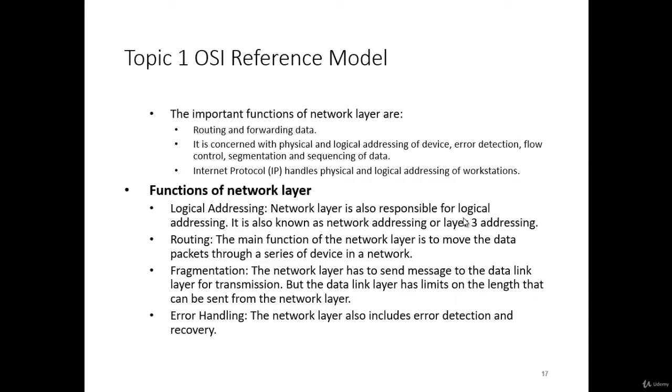The important functions of network layer are routing and forwarding data. It is concerned with physical and logical addressing of devices, error detection, flow control, segmentation and sequencing of data. Internet Protocol handles physical and logical addressing of workstations.